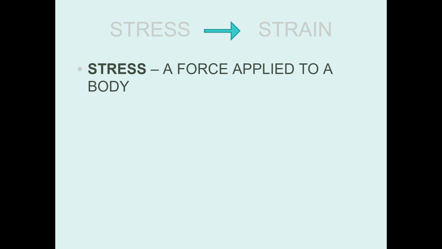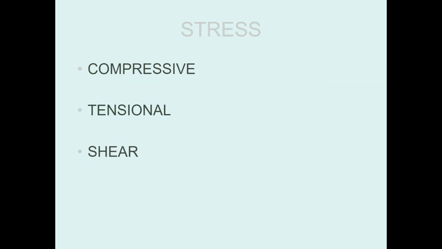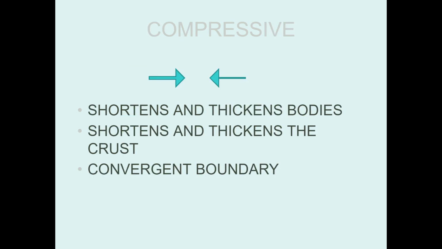Stress versus strain. So, stress is the force applied to a body. If I'm pushing against you, I'm applying stress to you. If I push against this desk I'm sitting in front of, I'm applying stress to it. There's different types of stress. There's compressive, tensional, and shear stress. Compressive stress will shorten and thicken a rock body.